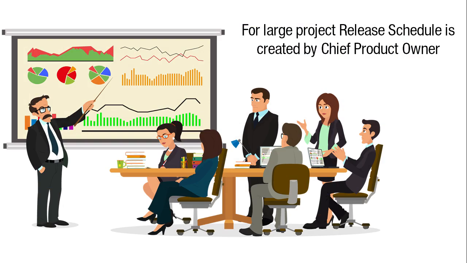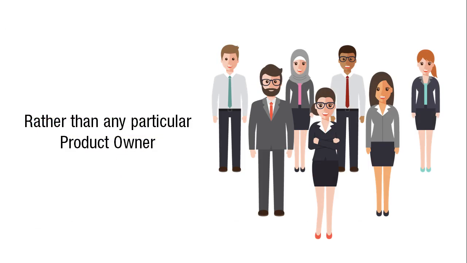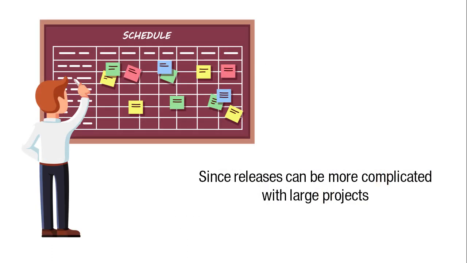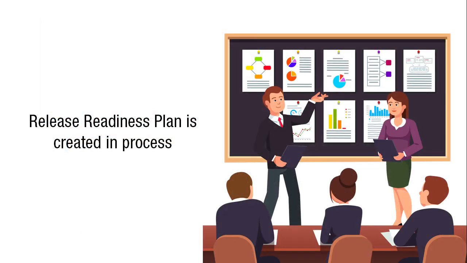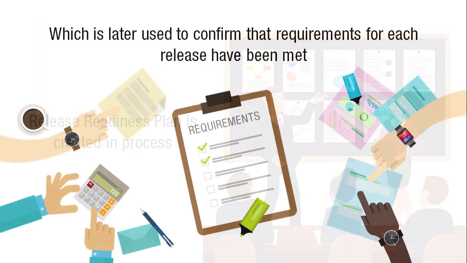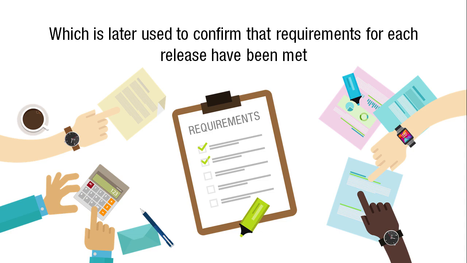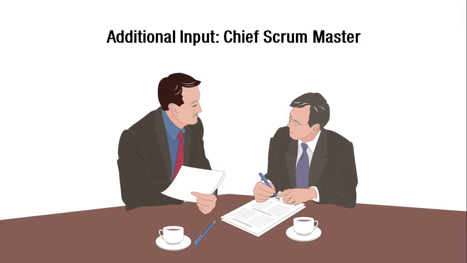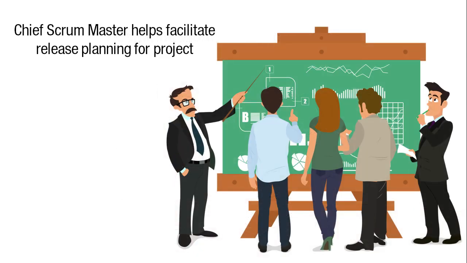For a large project, the release schedule is created by the chief product owner rather than any particular product owner. Since releases can be more complicated with large projects, a release readiness plan is created in the process, if needed, which is later used to confirm that the requirements for each release have been met. Otherwise, the process is handled the same way as in a typical Scrum project. Additional input, Chief Scrum Master. In large projects, this Chief Scrum Master helps facilitate release planning for the project.